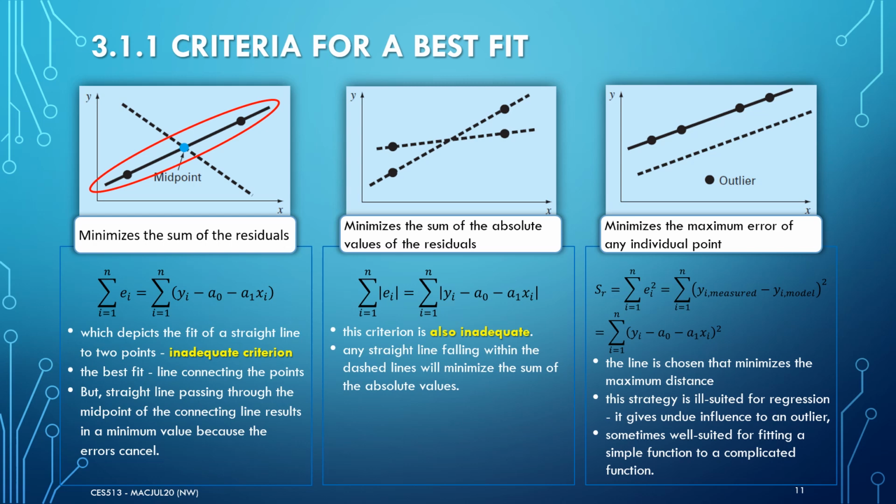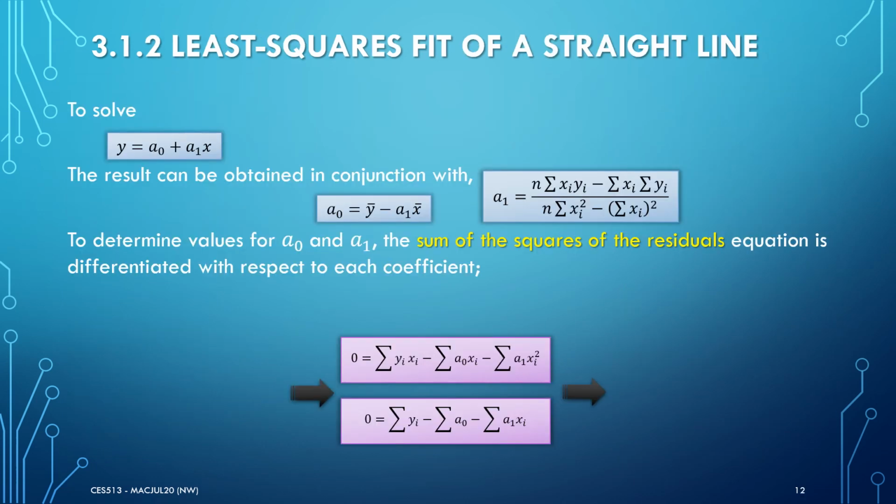A strategy that overcomes the shortcomings of these approaches is to minimize the sum of the squares of the residuals between the measured y and the y calculated with the linear model. Okay, next is the least squares fit of a straight line. To solve the function y equal to a0 plus a1x, this result can be obtained with a0 equal to y bar minus a1x bar and a1.